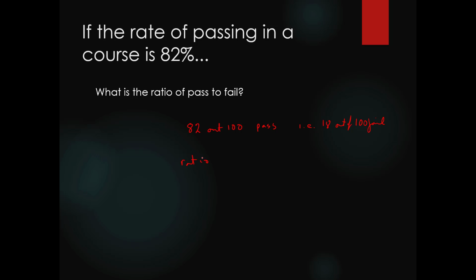Ratio of pass to fail is 82 to 18. And you can reduce that to 41 to 9 if you want. And then you can get into decimals if you like.